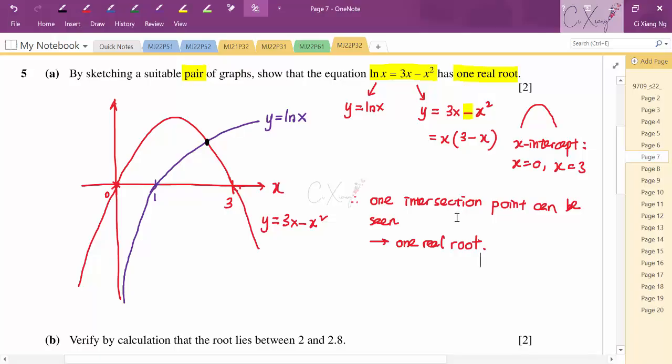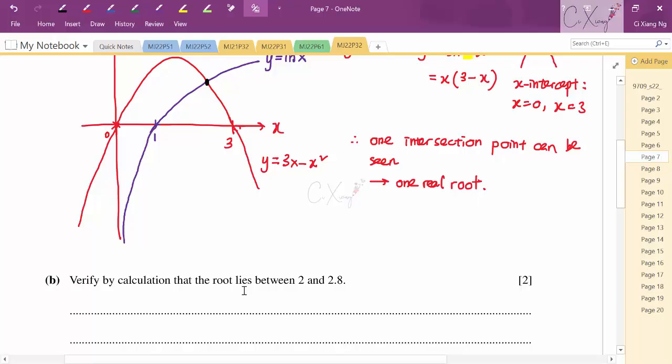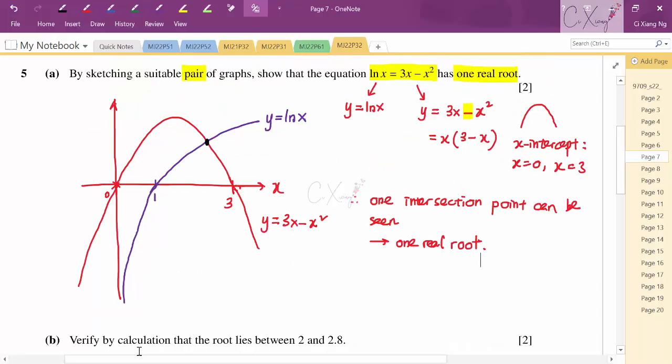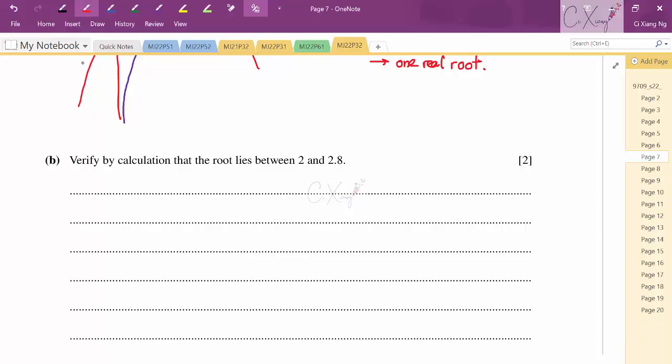Alright, then now let's proceed to part B. For part B, they want us to verify by calculation that the root lies between 2 and 2.8. To verify by calculation, we are going to use the sign change method. First of all, we should try to change this equation. We have to move all the terms to one side so that it becomes a function. For me, I will move the ln x to the right hand side, and I will have 3x minus x squared minus ln x. So this is how my function looks like.